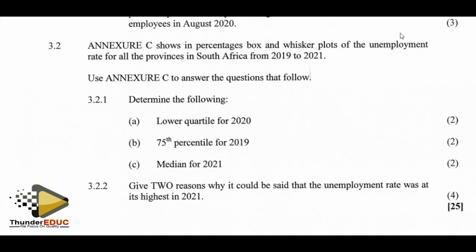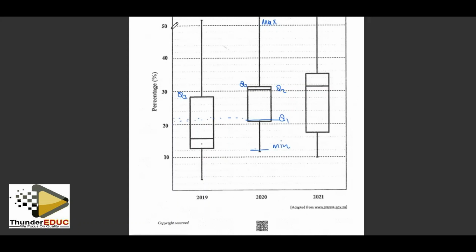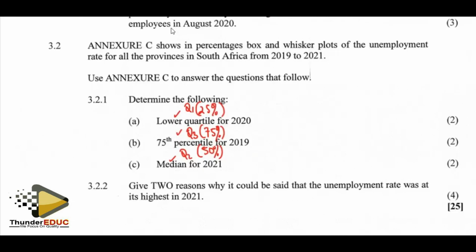So we have the lower quartile, which will always be Q1, 25% of the data. We have the 75th percentile, which is the upper quartile, Q3, 75% of the data. We have the median, which is Q2, which is 50% of the data. So for the lower quartile of 2022, we shall come here, this is 2022, lower quartile will be this one here, Q1, and we see it's after 20, and we are saying it's 21.